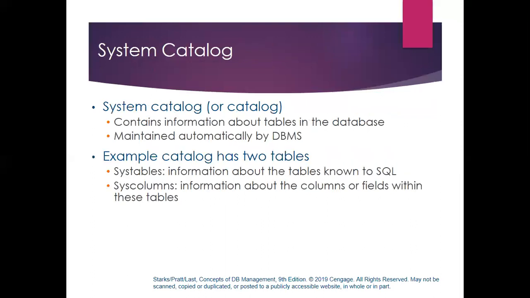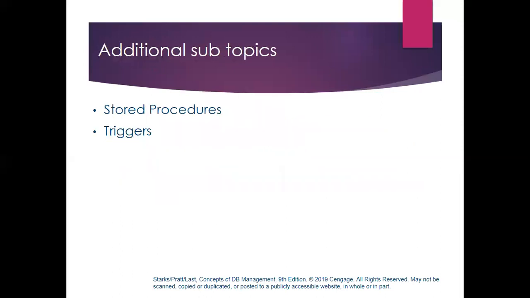The system catalog, or simply catalog, contains information about tables in the database. It is maintained automatically by the database management system. Please read about the following topics: stored procedures and triggers, in pages 151 to 158 of the textbook.